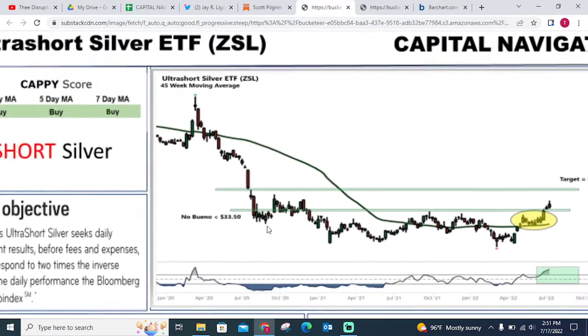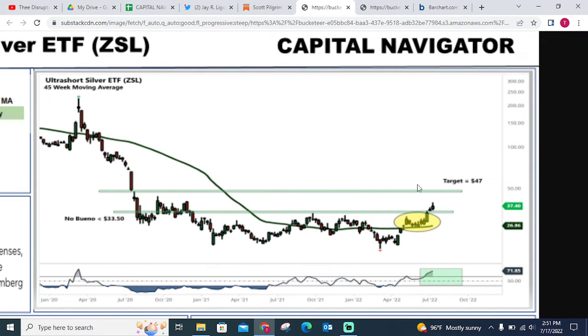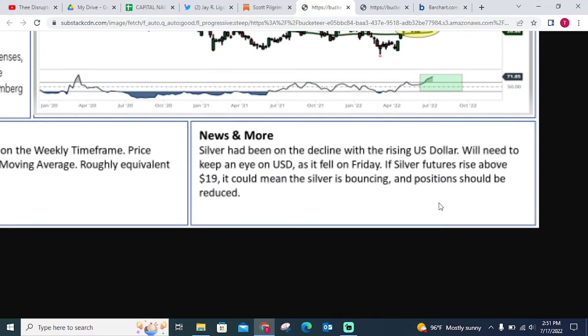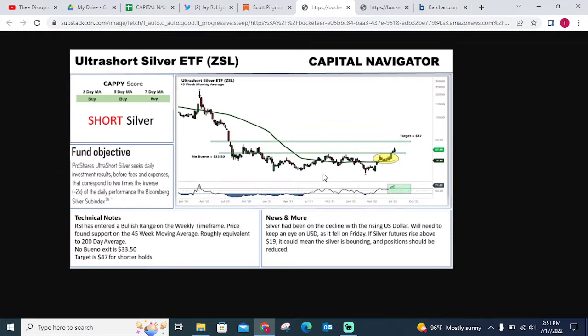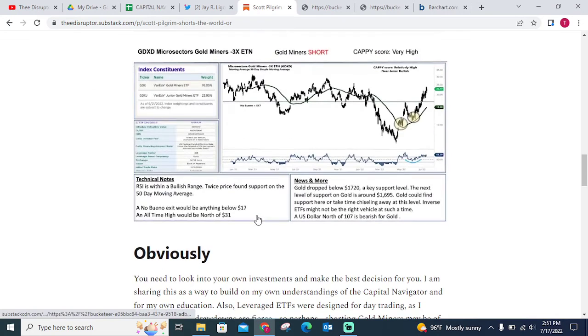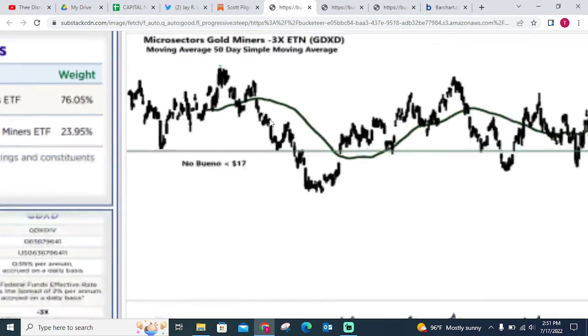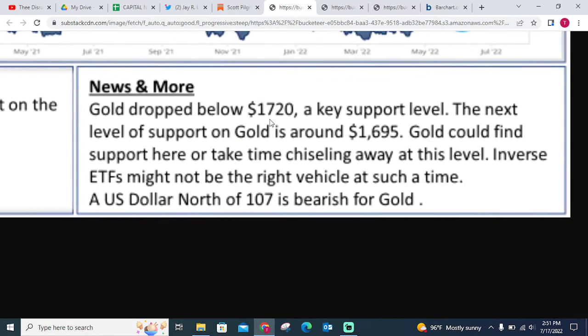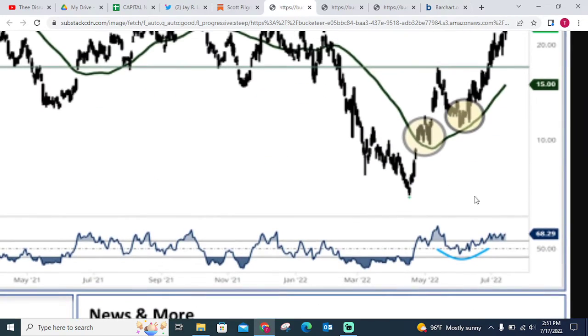Target is $47 if you're a short-term seller. This basically lines up with this candle, but it's also a fib level, so that's pretty helpful. It also talks a little bit about the U.S. dollar and what can happen. So anyway, I'm hoping these notes, these cappy notes, are helpful. I certainly like them. I think they have a nice professional look, something that could be looked at to get a sense of what's going on.